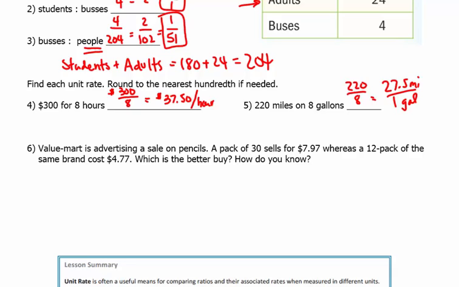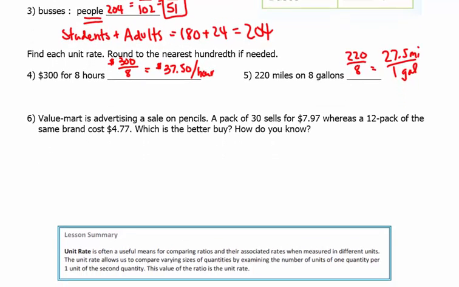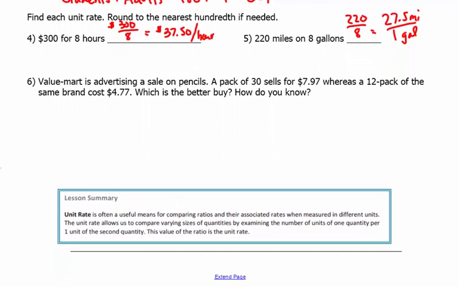Number 6, Value Mart is advertising a sale on pencils. A pack of 30 is $7.97, a pack of 12 is $4.77, which is the better buy? In order to know the better buy, I need to know the unit price. Money always goes on top, so $7.97 for 30. That's one of my options. And my other option is $4.77 for 12. So doing this will give me their unit price.